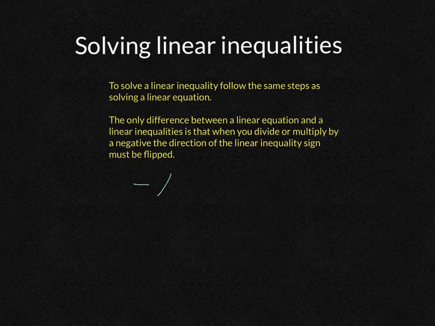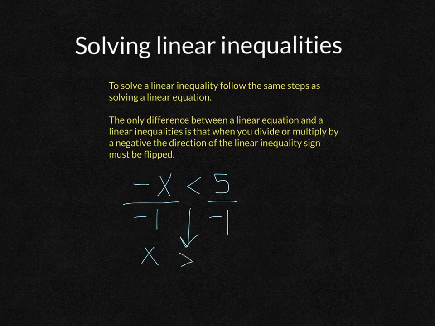So let's say I have negative x is less than 5, and I want to solve this inequality. The rule says that if you were to divide both sides by -1 to get rid of that negative, the inequality direction must be switched. So then I would end up with x is greater than -5.